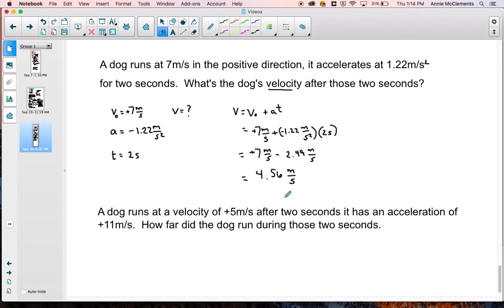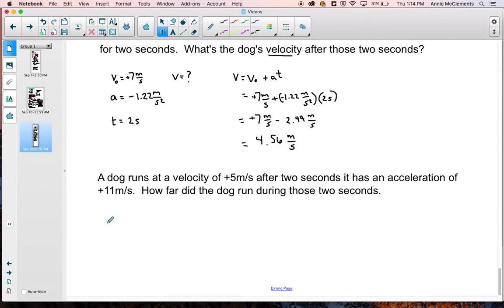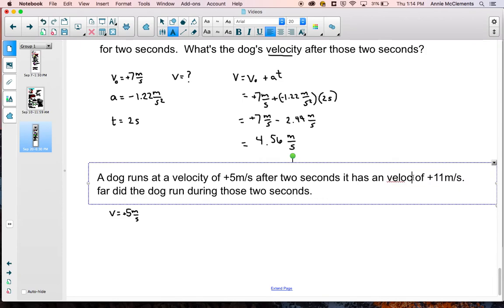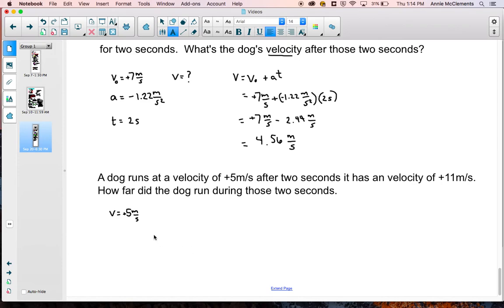Let's try this one more time. So now we have a dog running with a velocity of 5 meters per second. We don't know necessarily if that's our final velocity or our initial velocity. We'll have to wait to find out, but positive 5 meters per second. No, this is wrong. Hold on. The wording's wrong. Velocity. There we go. After 2 seconds, it has a velocity of positive 11 meters per second. How far did the dog run during those 2 seconds?